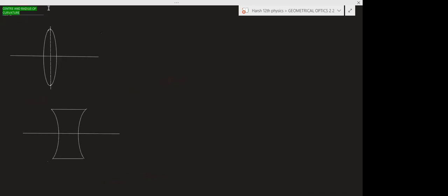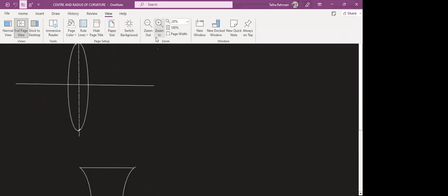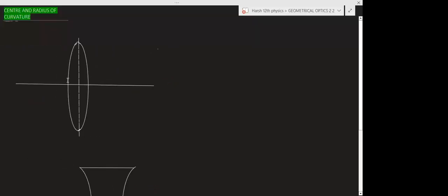Now we will discuss the center and the radius of curvature. So now you can see here, this is a convex lens, and for this convex lens there is one spherical convex surface, and for this convex surface the center of curvature will be here. This is the first surface, and this is the second surface. And for this second surface, the center of curvature will be here.